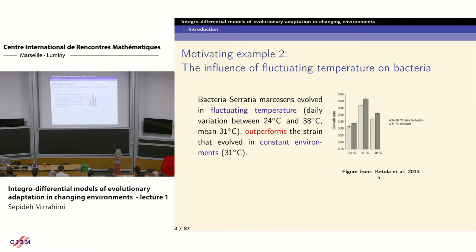They kept these two populations, which were initially identical, for a long time, for several weeks. Then at the end of the experiment, they sampled those populations, which had evolved in two different environments, and measured the growth rate of such populations in different situations, in particular in different temperatures, for instance 24, 31 and 38. Okay? And what they observed is that the population that had evolved in a periodic environment, the one in dark gray, generally had a better performance than the population that evolved in a constant environment.